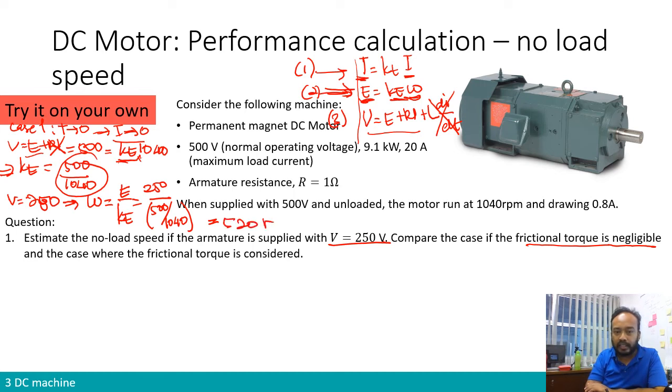520 revolutions per minute. Okay, so at 250 volts, it should be rotating at 520 RPM.